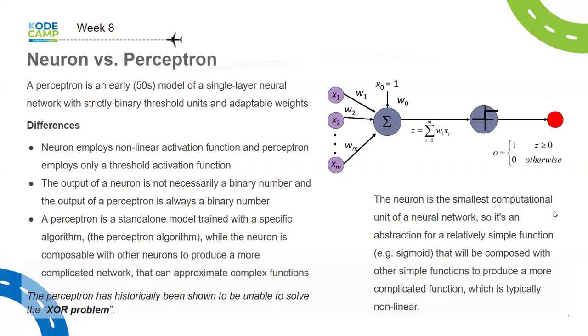So the neuron is the smallest computational unit of a neural network. It's basically an abstraction for a relatively simple function, for example a sigmoid, that will be composed with other simple functions to produce a more complicated function, which is typically nonlinear. So what's essentially happening is that instead of us mathematically, it helps us to have an intuitive understanding.